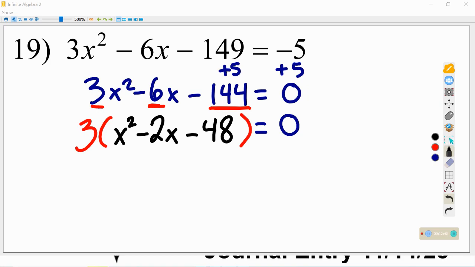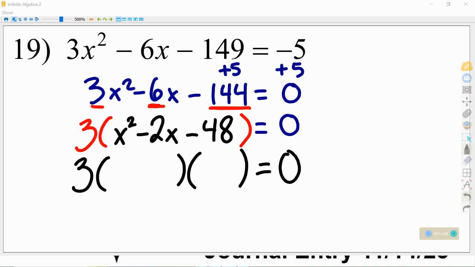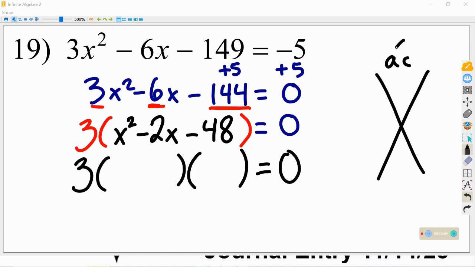Okay? So we did the next step, right? We set it equal to 0. That's this step. Then we factored out the greatest common factor. That's this step right here. Now what we want to do is factor this actual polynomial that we made here. Okay, and for that step, we need the magic X. So we'll use our magic X here. We're going to set that up together.